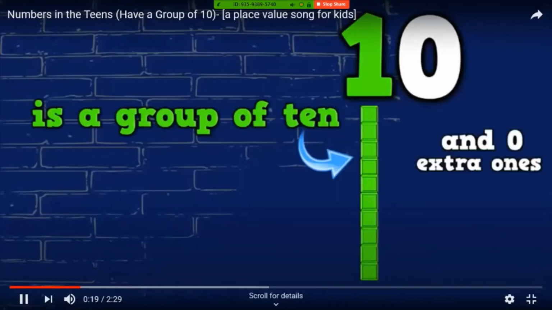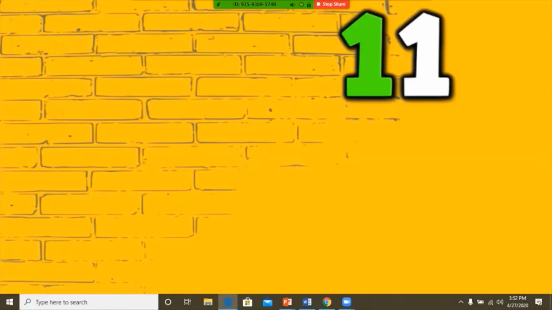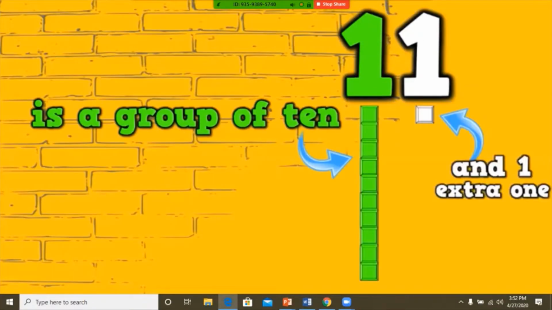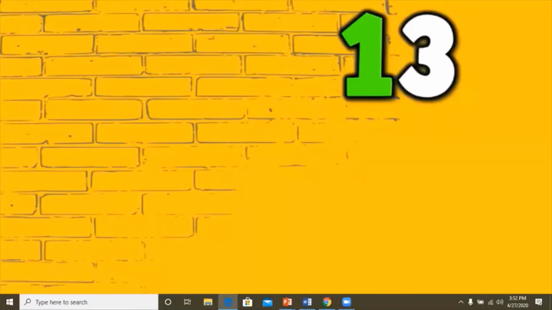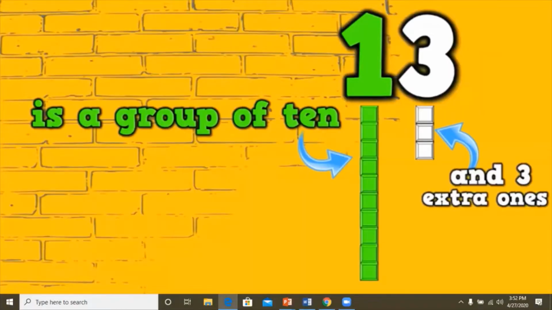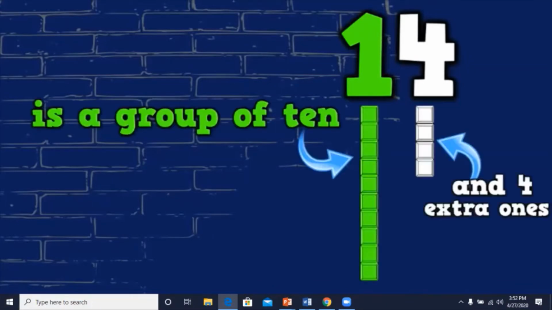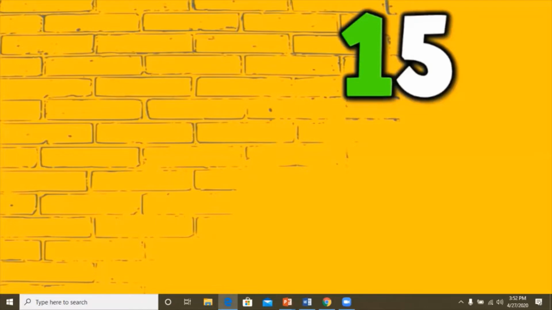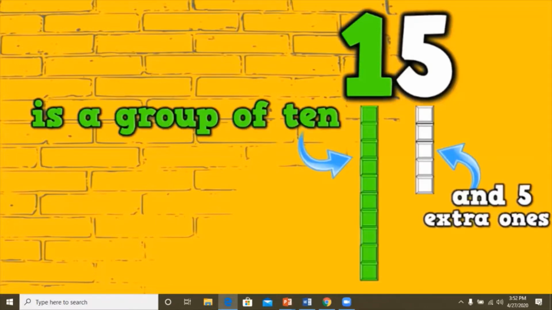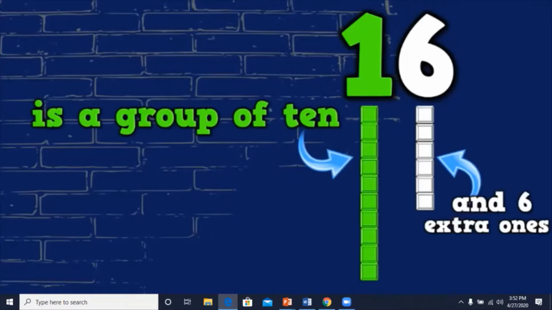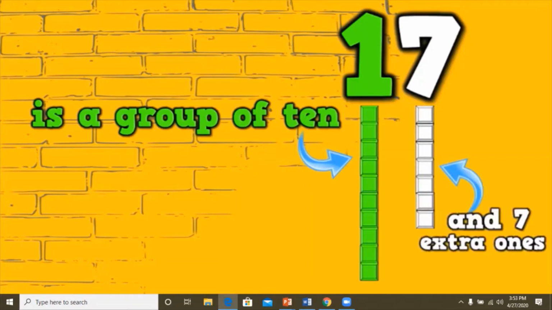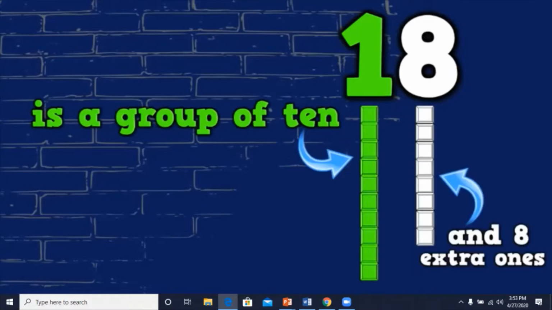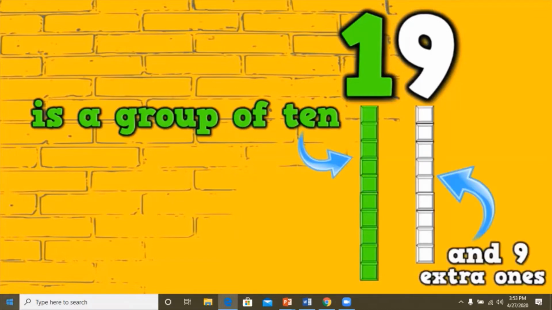10 is a group of 10 and 0 extra ones. 11 is a group of 10 and 1 extra 1. 12 is a group of 10 and 2 extra ones. 13 is a group of 10 and 3 extra ones. 14 is a group of 10 and 4 extra ones. 15 is a group of 10 and 5 extra ones. 16 is a group of 10 and 6 extra ones. 17 is a group of 10 and 7 extra ones. 18 is a group of 10 and 8 extra ones. 19 is a group of 10 and 9 extra ones.